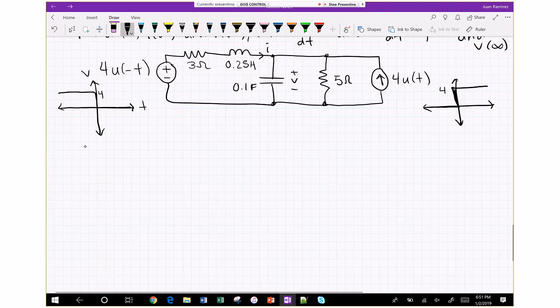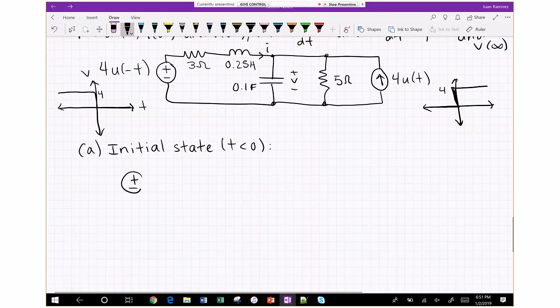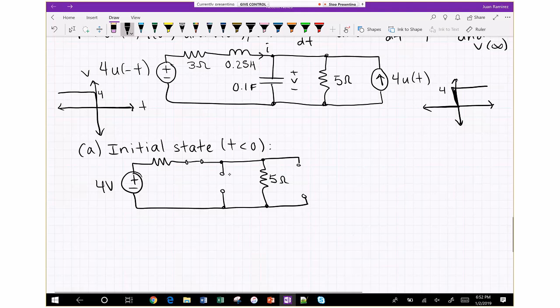All right, so for part A, we'll want to analyze the circuit in the initial state. That means that we'll replace inductors with a short and capacitors with an open, and we'll look at it before time zero. So before time zero, you have a 4-volt source. And the current source looks like an open. We're going to take a look at the initial capacitor voltage and initial inductor current. You have a 3-ohm resistor there.